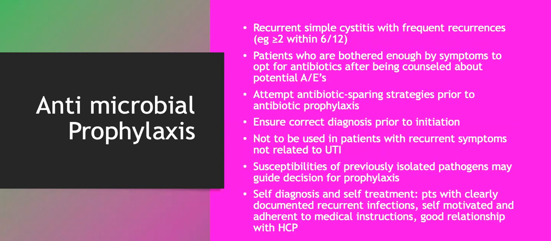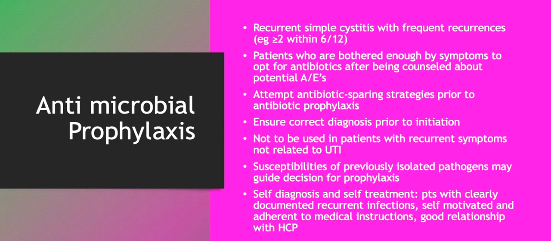And then moving on to antimicrobial prophylaxis. This is basically recommended for recurrent simple cystitis with frequent recurrences. So for example, if a patient has more than 2 recurrences within 6 months, patients who are bothered enough by symptoms to opt for antibiotics after being counseled about potential adverse events.